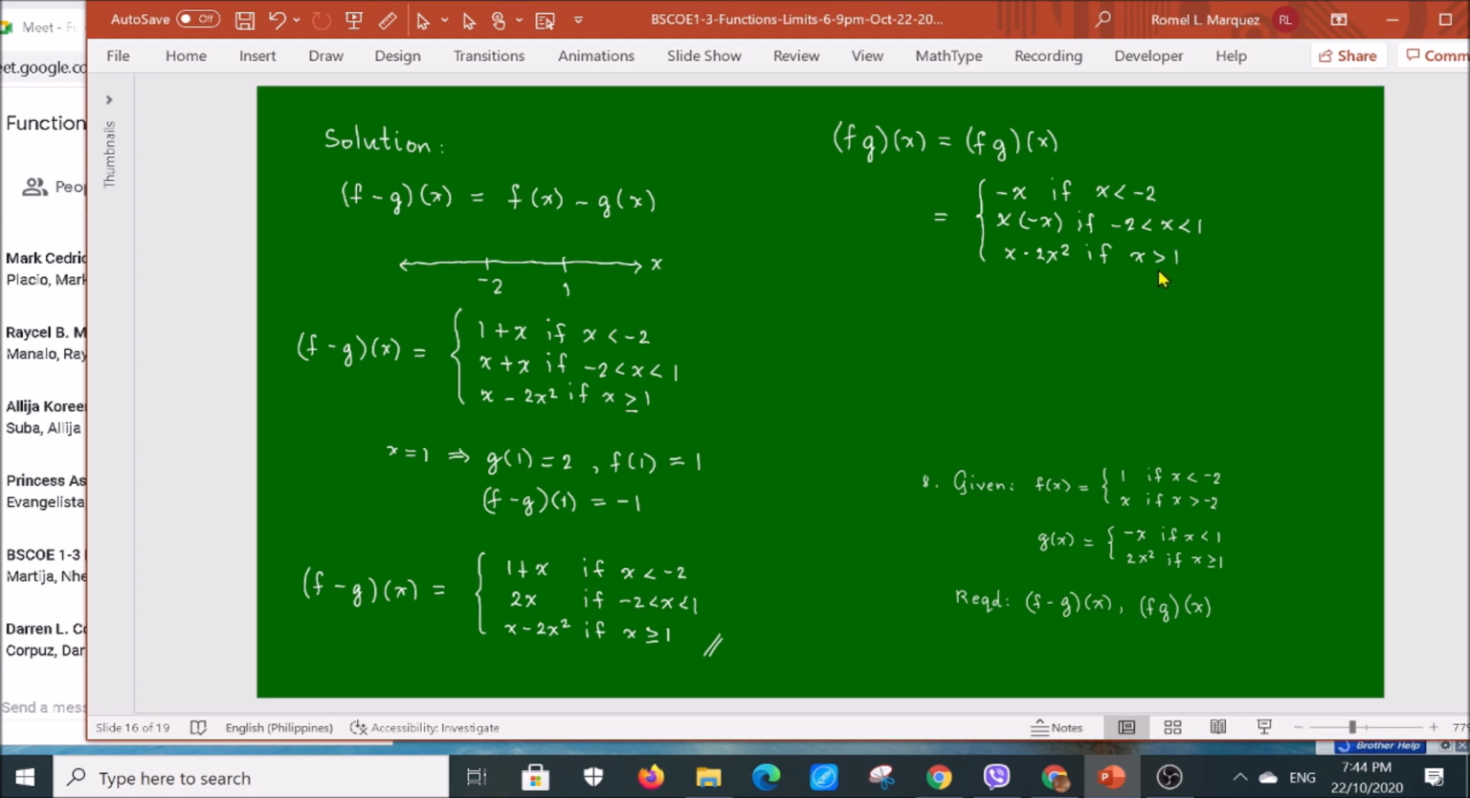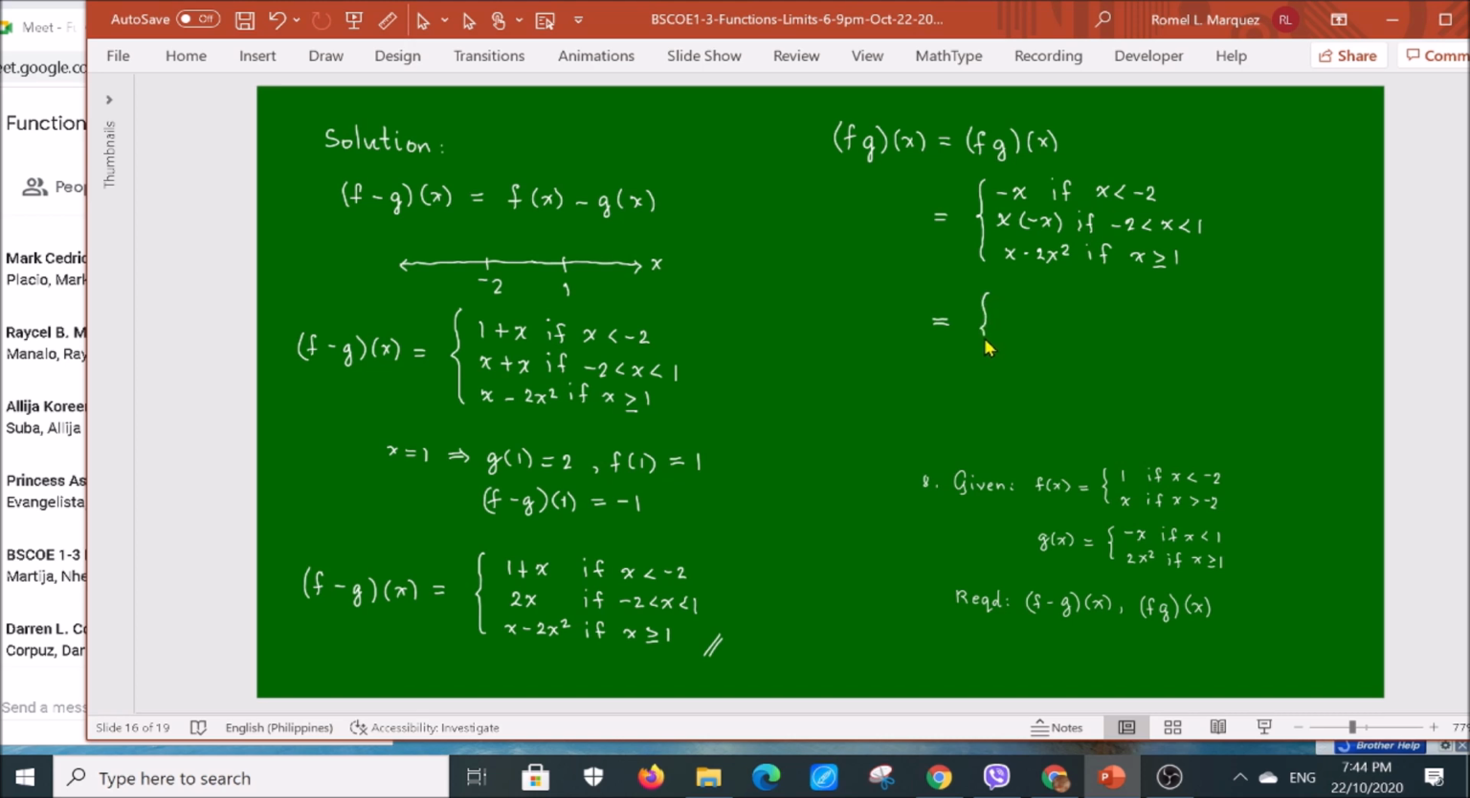I think it's equal here, no? At 1. So let's check to make sure. If x is 1, f of 1 is equal to 1. So remember I have 1 times 2 times 1 is 2. So it's equal here, it's really the same. So we are now sure that it's really in this interval. So this is the formula.